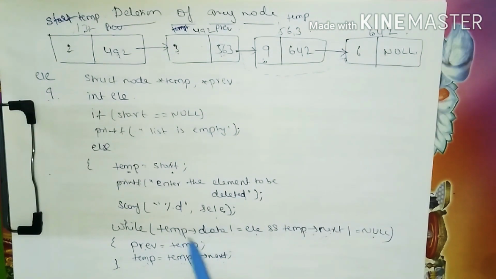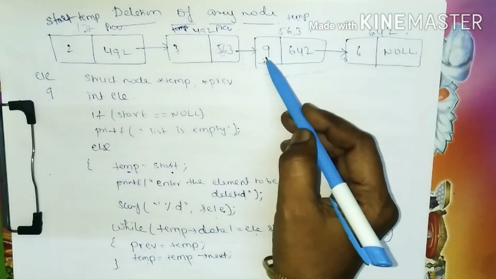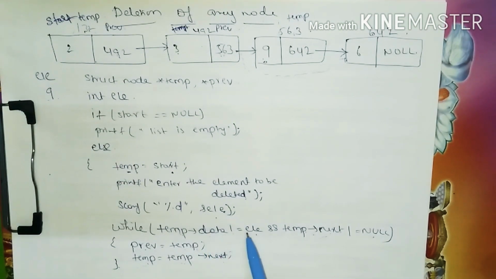And again come to temp data. Now what is the temp data? Temp data is 9. 9 not equal to 9, satisfied? No, not satisfied. So come out of the loop. Any of this false, it will come out of the loop.